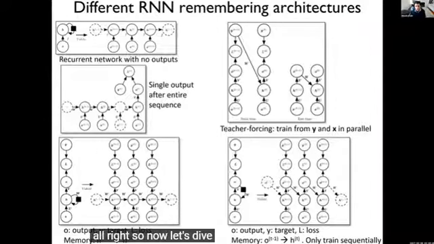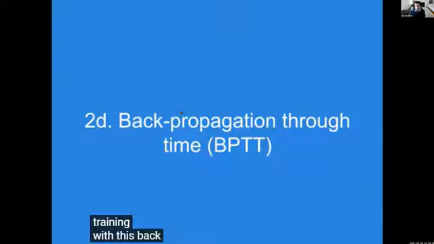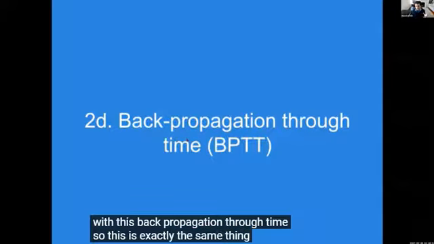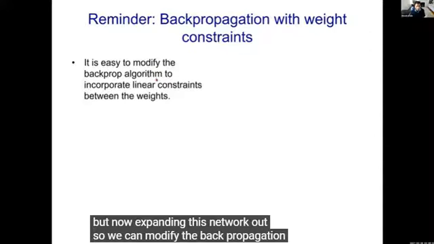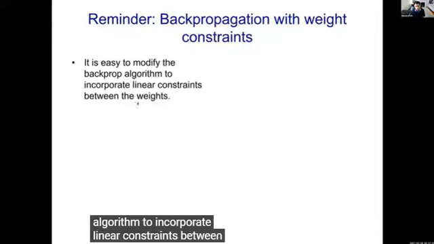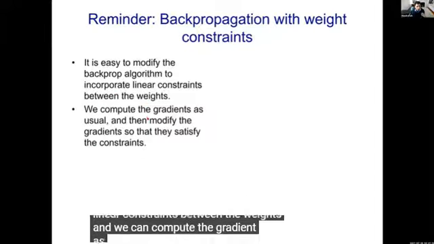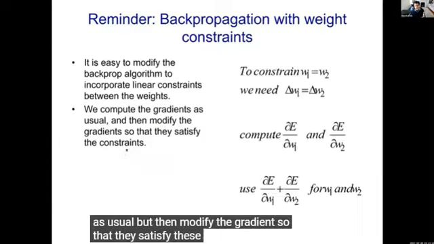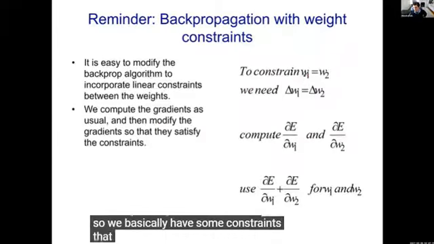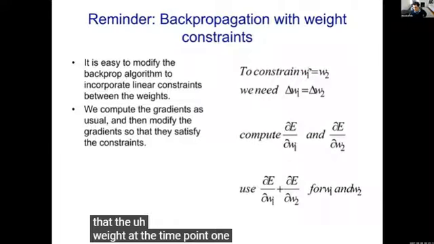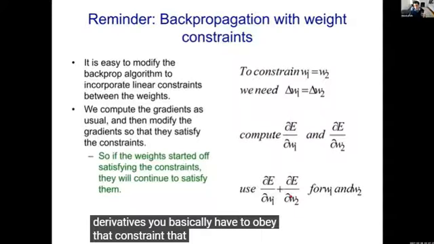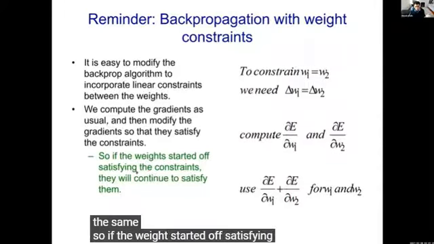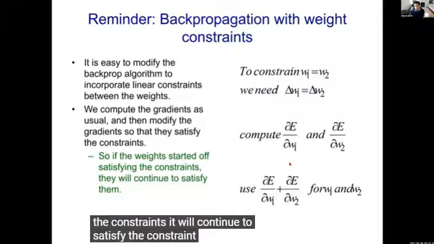All right, so now let's dive into the training with this backpropagation through time. This is exactly the same thing you saw before, but now expanding this network out. We can modify the backpropagation algorithm to incorporate linear constraints between the weights, and we can compute a gradient as usual, but then modify the gradient so that they satisfy these constraints. So we basically have some constraints that the weight at time point 1 is the same at time point 2. And therefore, when you compute these derivatives, you basically have to obey that constraint that these weights are the same. So if the weights started off satisfying the constraints, they will continue to satisfy the constraint across all time.